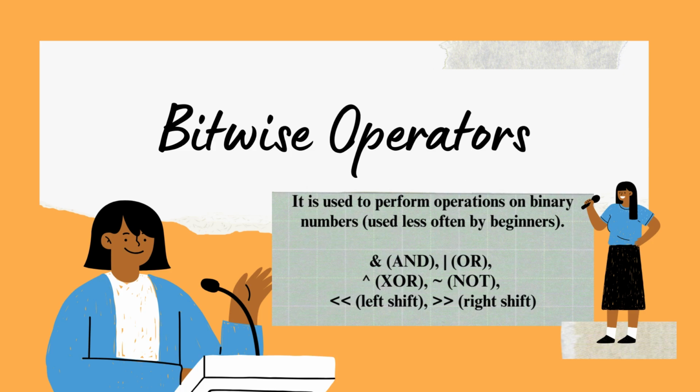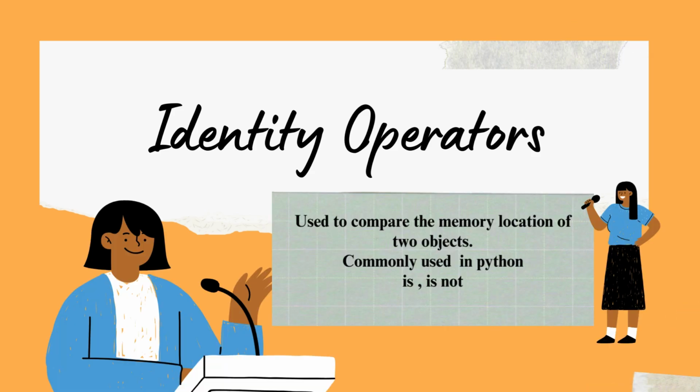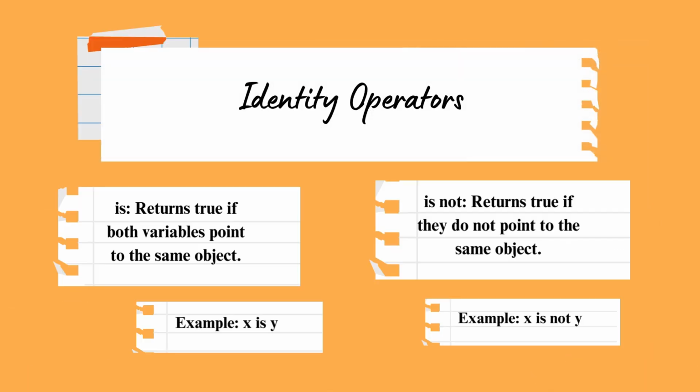Next, we are looking into the identity operators, which is used to compare the memory location of two objects, which is commonly used in Python. The operators are is, is not. Examples are if x is y, it returns true, else it returns false.